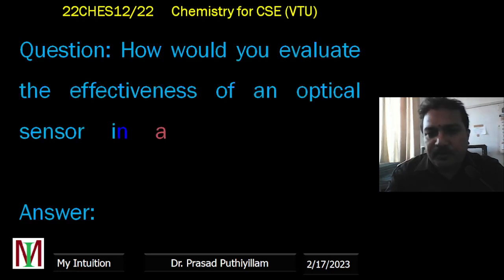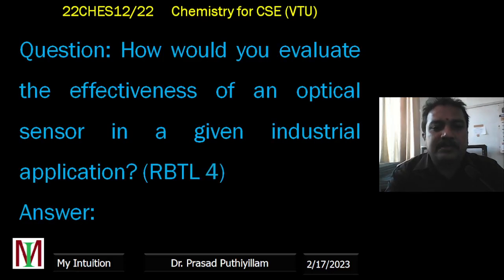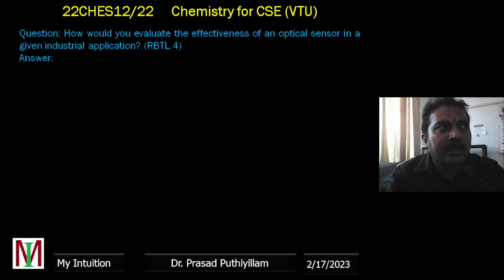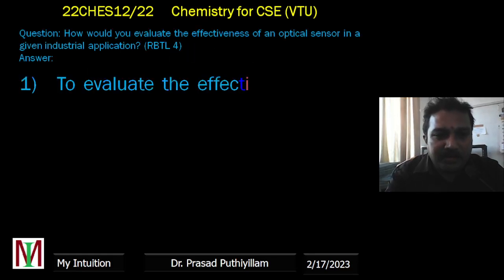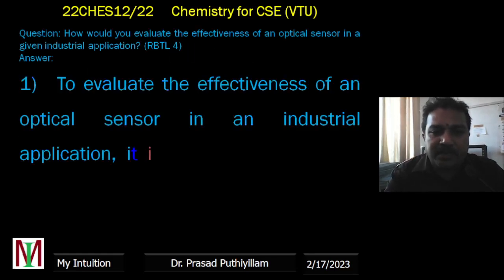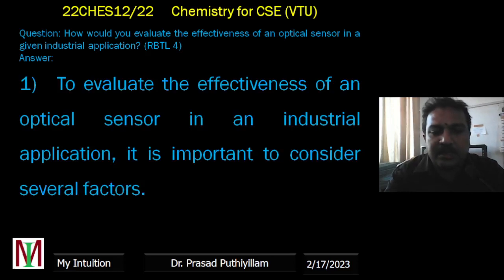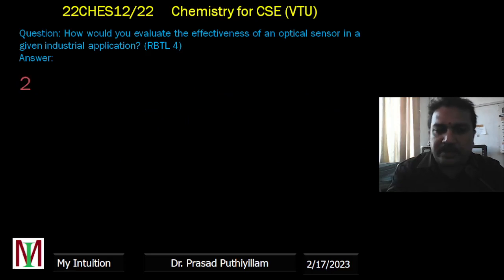Question: how would you evaluate the effectiveness of an optical sensor in a given industrial application? And it's a level 4 question, so you have to be very careful with this. To evaluate the effectiveness of an optical sensor in an industrial application, it is important to consider several factors. A straightaway sentence, there is nothing to be explained.